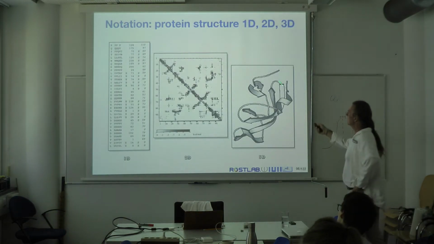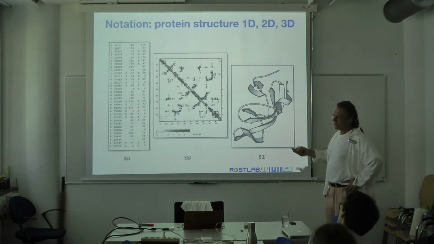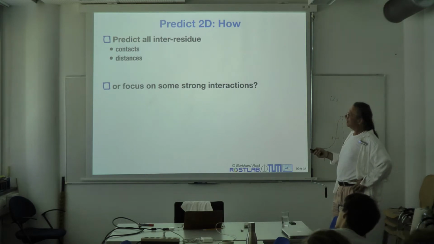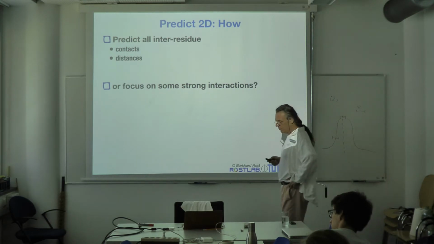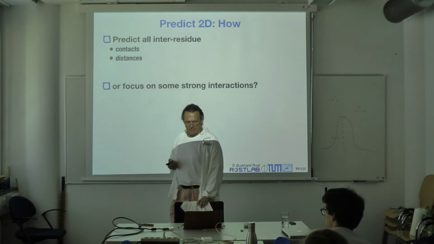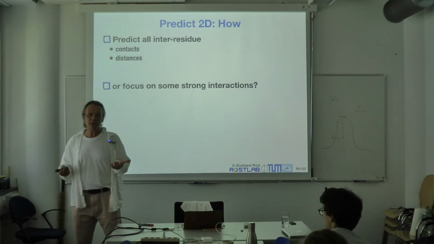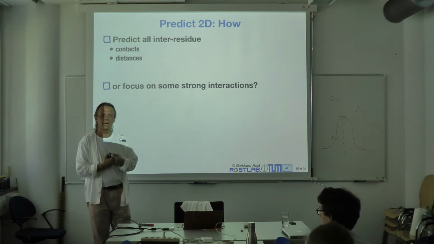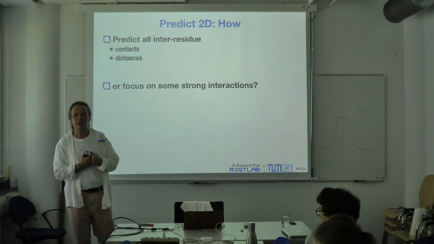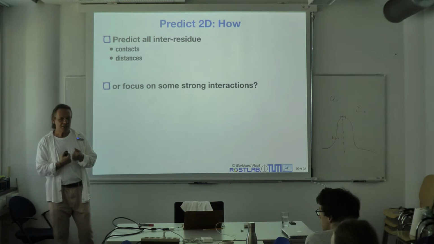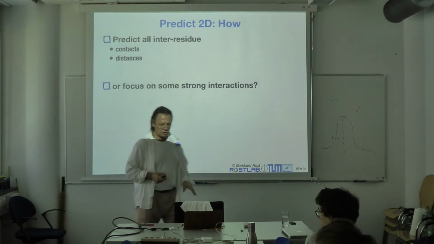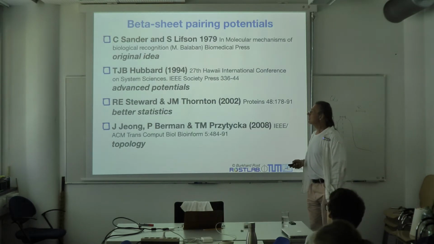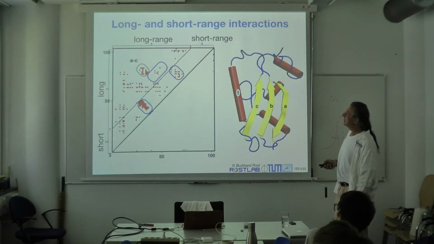So we talked about 1D prediction, we talked about comparative modeling, and now 2D predictions. 2D predictions come as contacts and distances. The first question that you may ask is, is it important to focus on the strongest interactions? The strongest interactions would in fact be to predict contacting of beta strands. Beta strand pairing is, on average, the strongest kind of contacting you have. Helix contacts are weaker. So you could possibly try there, and historically that's in fact what people did. I'm going to run over it and go to the other point here.